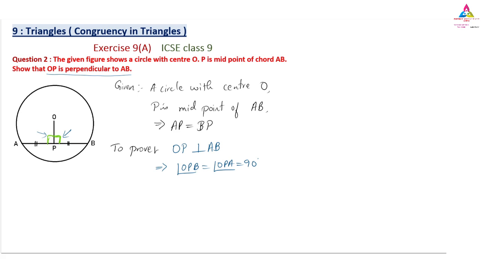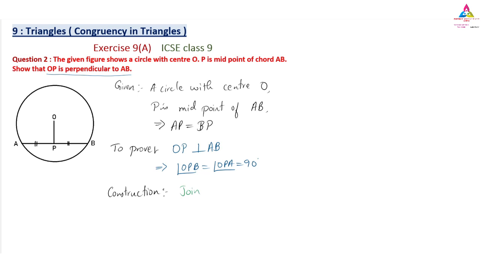We can't prove this directly because it is impossible. This lesson is based on triangles, so we have to make a construction to get a triangle. So let us do one construction, a very important construction: we have to join OA and OB. From O to A we join, and O to B also we join.